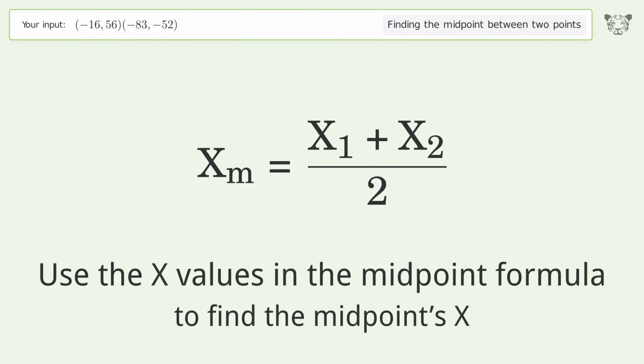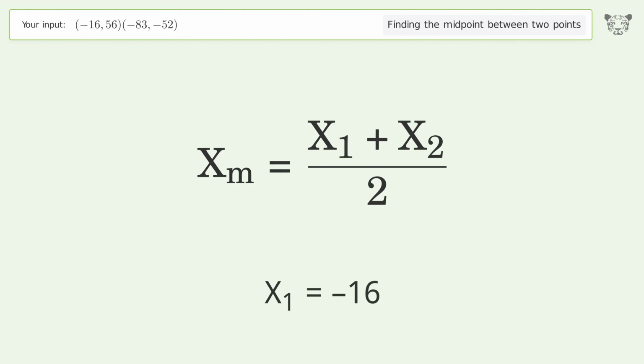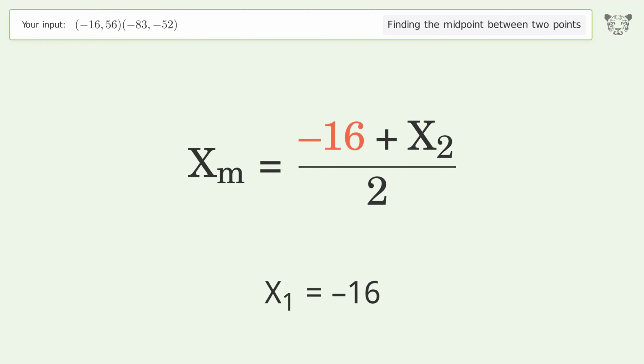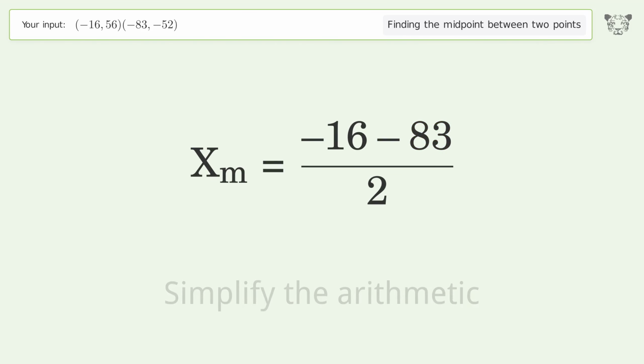Use the x values in the midpoint formula to find the midpoint's x. x1 equals negative 16. x2 equals negative 83. Simplify the arithmetic.